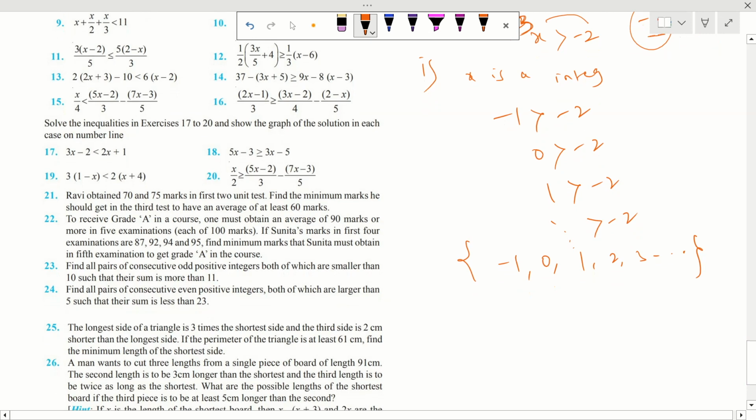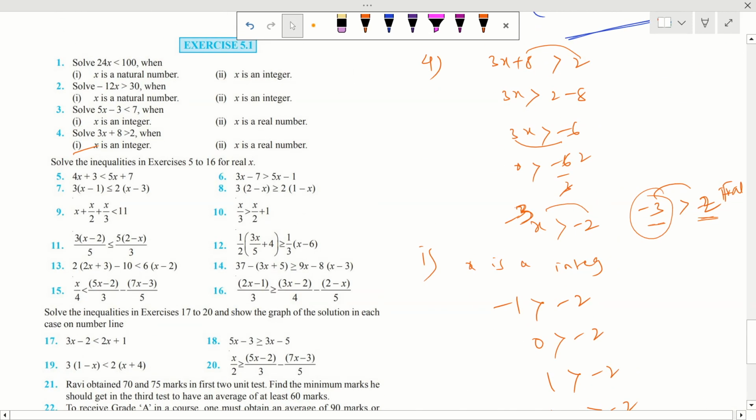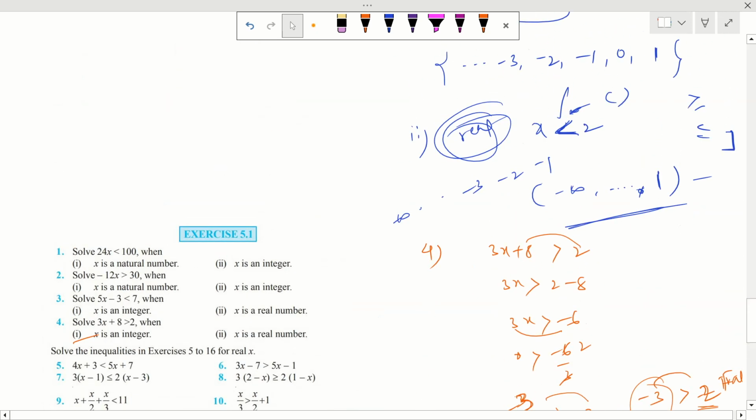And for the second case, for a real number, here we are writing an open interval, because only one condition is given, x is greater than -2, therefore it is -1. And positive numbers go on continuous, meaning it is positive infinity. We can write -1 to plus infinity is the solution set for the second case.